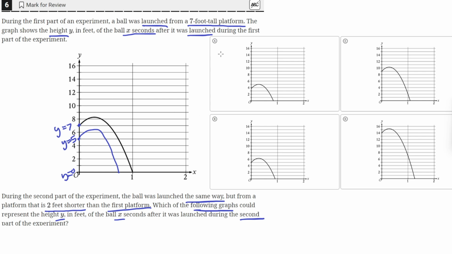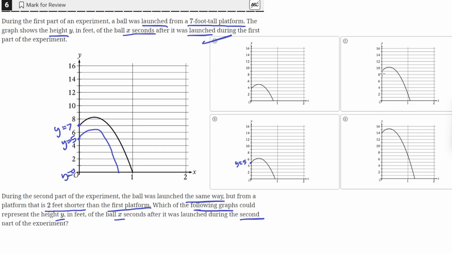So if you look at the answer choices, answer choice A has the platform at y equals 4, so that's incorrect because we needed to start at y equals 5. Answer choice B has the platform here, and that does seem to be y equals 5. So B is likely the correct answer. And we can also see that instead of reaching the ground at x equals 1, it reaches the ground at a time slightly less than that. But let's check the others.